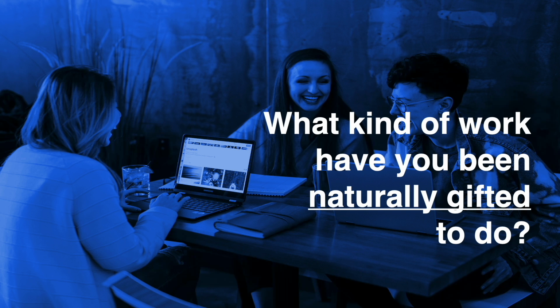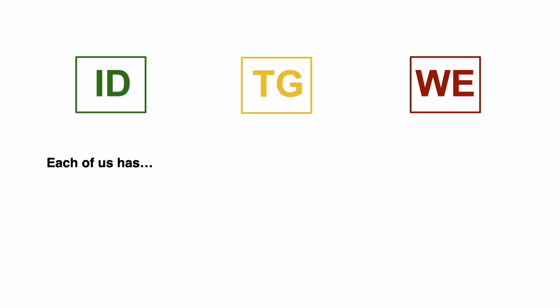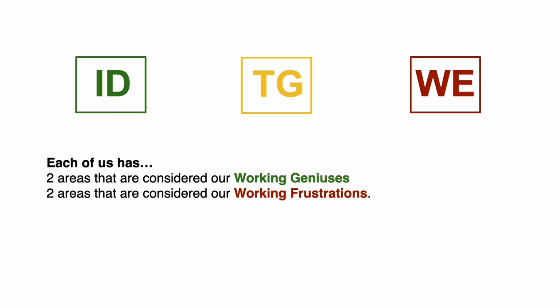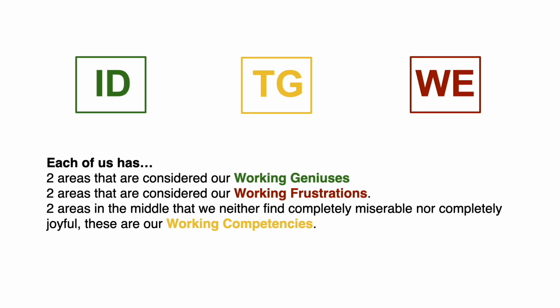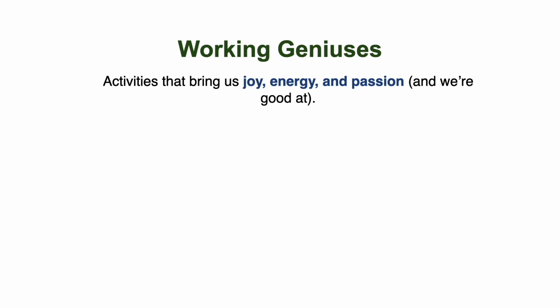Now, the question is, what kind of work have you been naturally gifted to do? Each of us has 2 areas that are considered our working geniuses. That's what's represented in the green there. And then 2 areas that are considered our working frustrations, which you'll see on the slide there, represented in red. And then 2 areas that are in the middle that we neither completely find miserable nor completely joyful. These are our working competencies, represented in the gold.